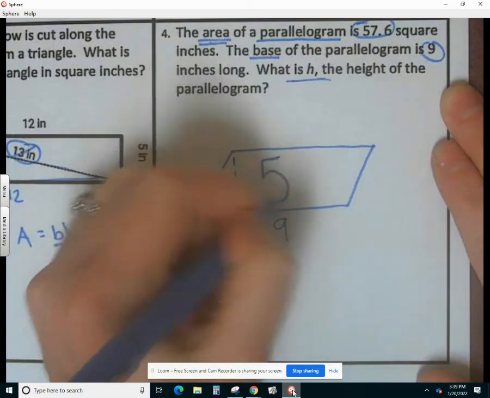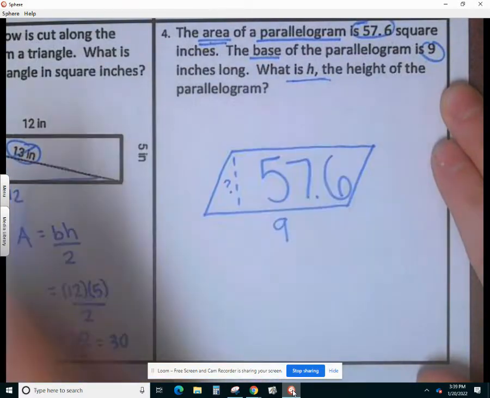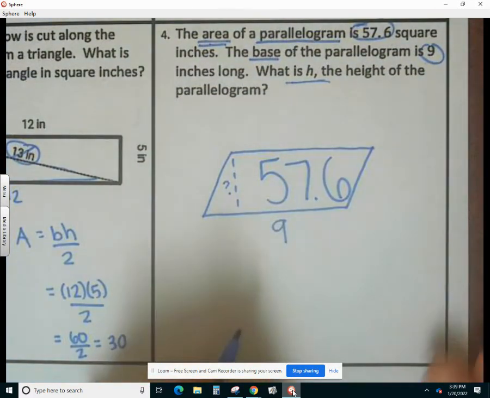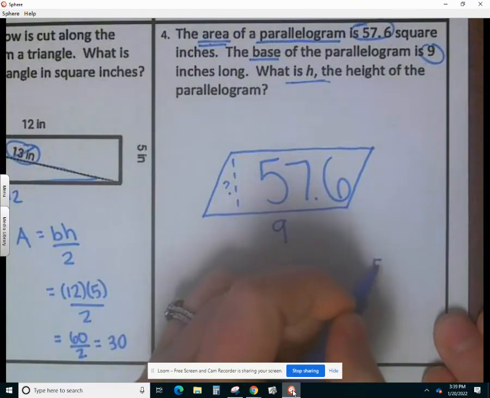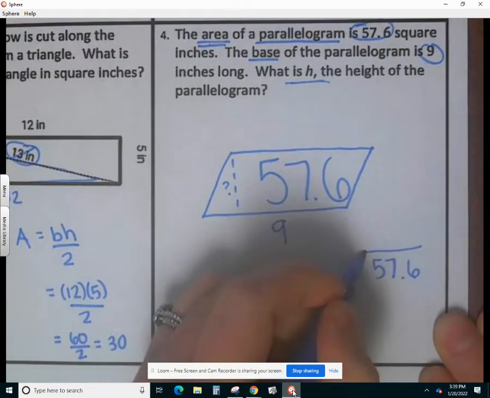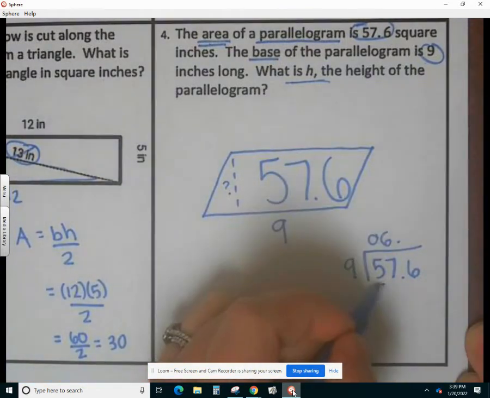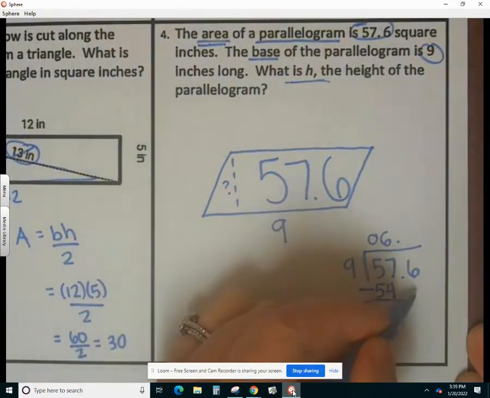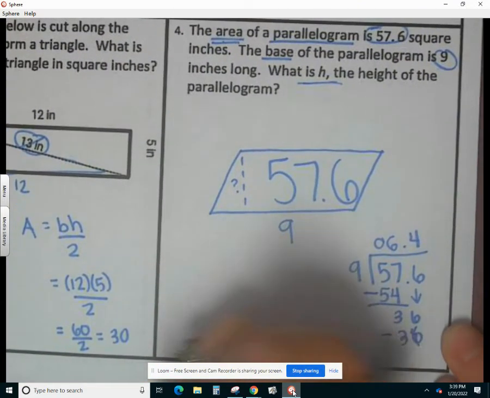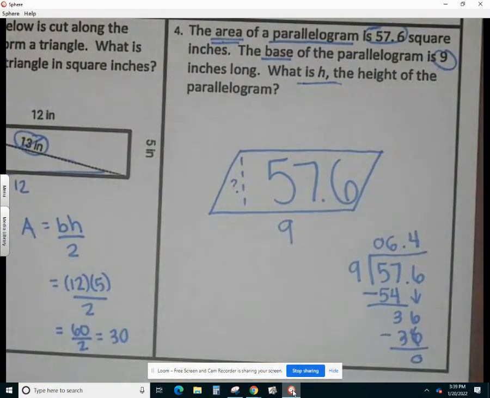We know the area. That's this whole space on the inside. So when we already know the area, we have to work backwards, and we have to divide. 9 can't go into 5, but it can go into 57 6 times. 9 times 6 is 54. We subtract, we bring down. 9 goes into 36 4 times. So the height would have been 6.4 inches.